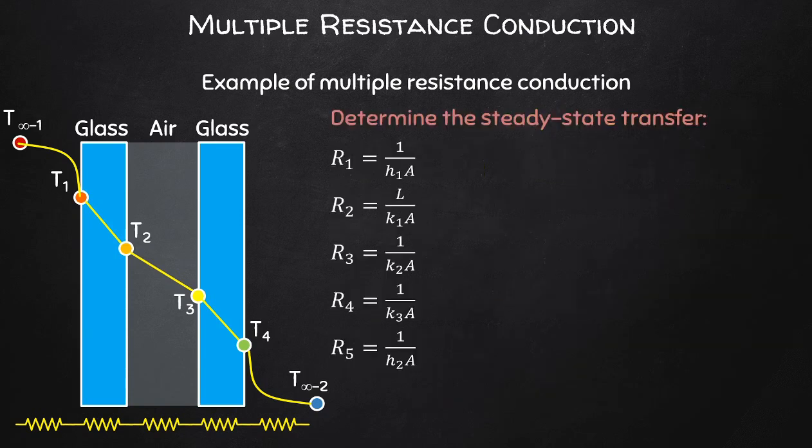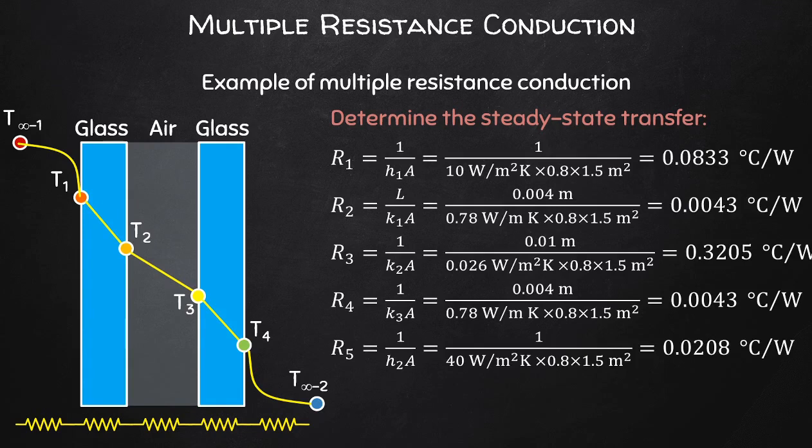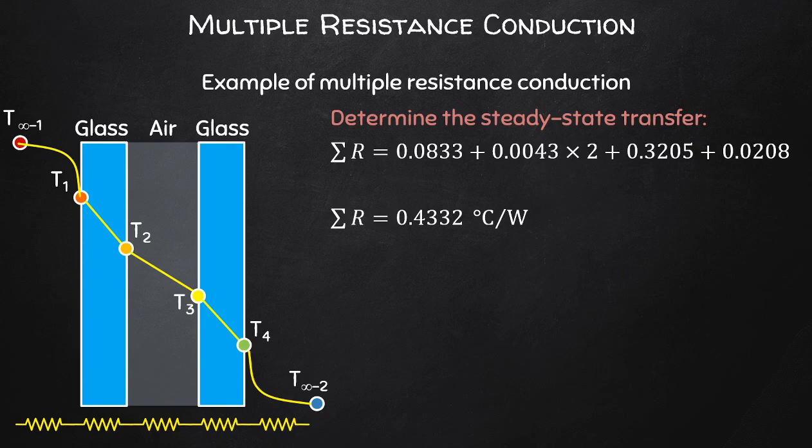Now, after considering the assumptions and the analysis has been completed for this problem, we approach the solution by determining the resistances first. And these are easily computed, and their sum is given as follows. The sum of the resistances is equal to 0.4332 degrees Celsius per watt. And always remember to put your units.